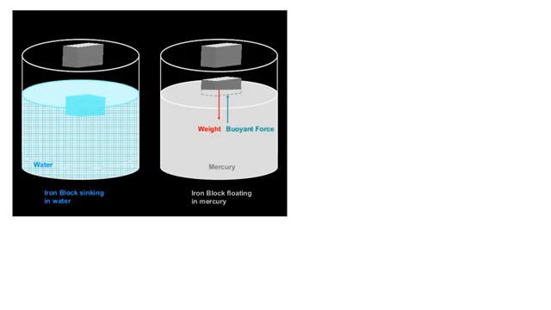So here iron has a density of 7.86 gram per cubic centimeter. Mercury has a density of 13.54, and that is why the iron won't sink in mercury, but will just stay on the surface of the liquid mercury.